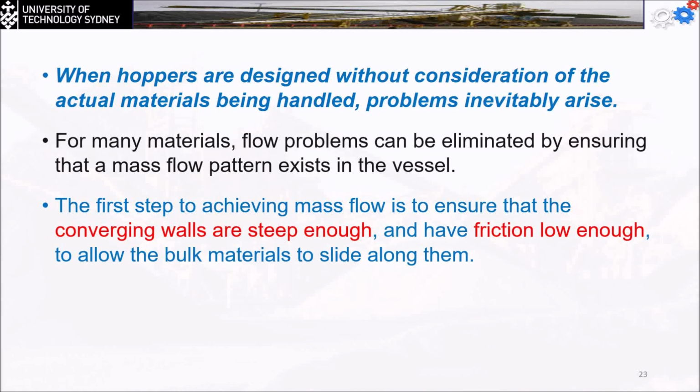The first step in achieving massive flow is to ensure that the converging walls are steep enough. So you don't have the wall less than 45 degrees because this will cause a problem for you. Usually you're going to take it higher. Steeper is better. And it should have friction low enough to allow the bulk material to slide along them. Some types of bins, especially in the case of powder, they call the smooth wall bins and silos, the shiny ones if you have seen one before.